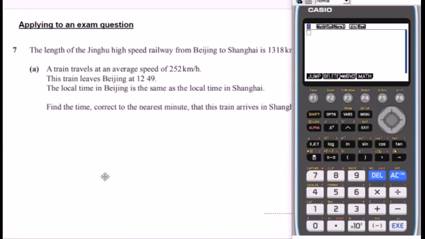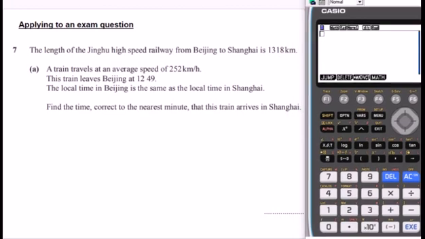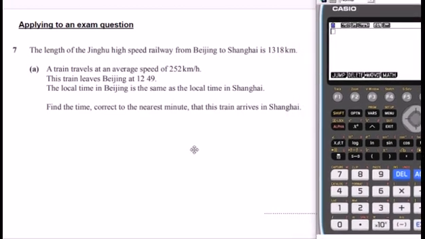So here is a question, and it says the Jinghu high-speed railway from Beijing to Shanghai is 1318 kilometers long. A train travels at an average speed of 252 kilometers per hour. This train leaves Beijing at 12:49. The local time in Beijing is the same as the local time in Shanghai. Find the time, correct to the nearest minute, that this train arrives in Shanghai.